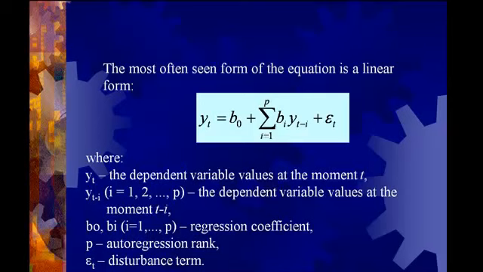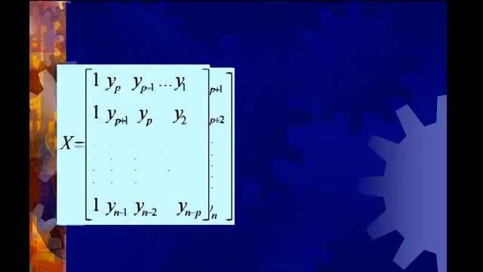Now, how far are we going to go back? The sigma says go from 1 to p. If we just went from 1 to 1, that would mean just y sub t minus 1. If p equals 2, then we'd include t minus 1 and t minus 2. So p is called the autoregression rank, down at the bottom there.